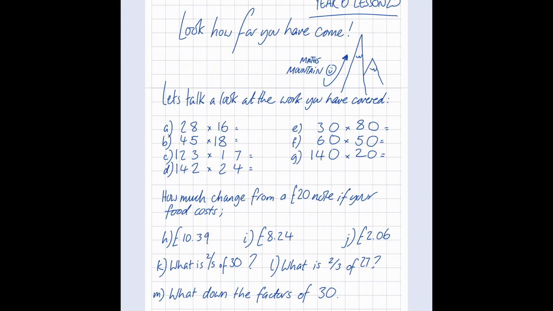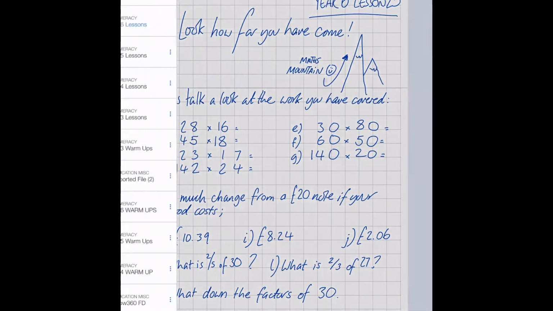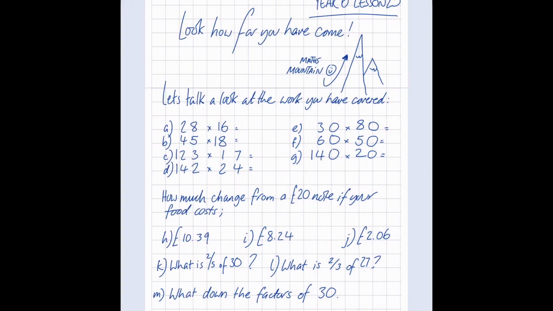What we're doing today is just a little recap on a few topics that we've already covered, okay? So you can see the first 4 questions, A to D, are multiplication. I would suggest, and again, I'm sorry, it's hard being left-handed, I would suggest using your column addition.